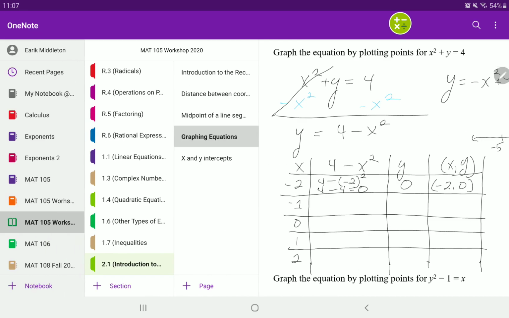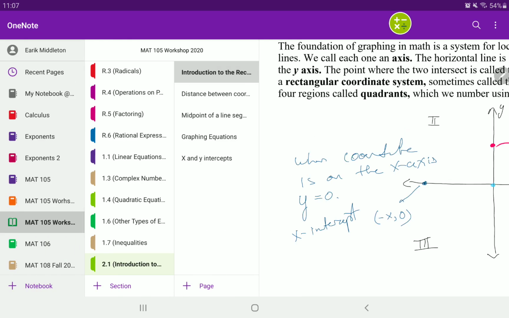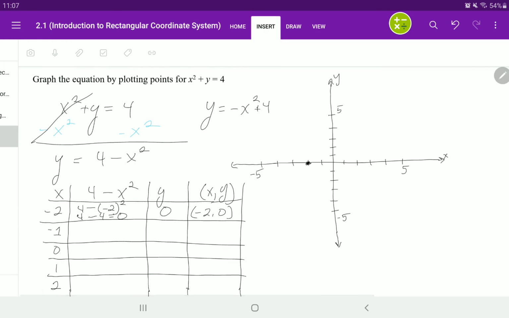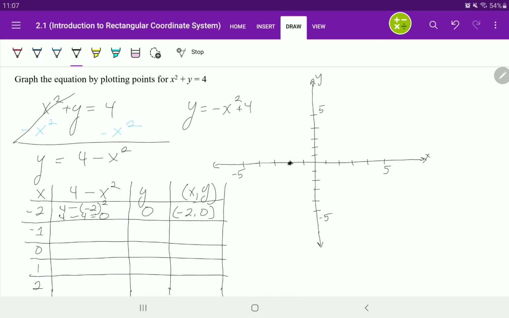And once again, if the coordinate is on the x-axis, that means the y value is 0. Because the y value is 0, the coordinate is on the x-axis. More to come on that a little bit later.